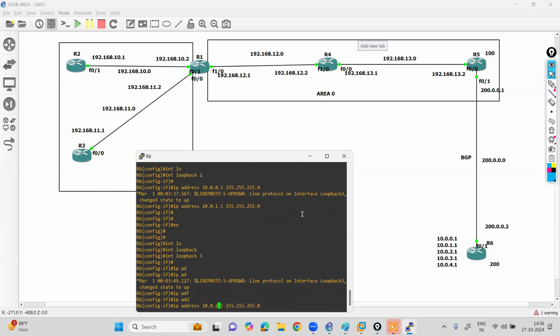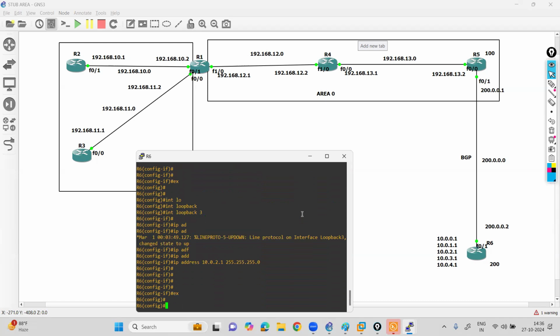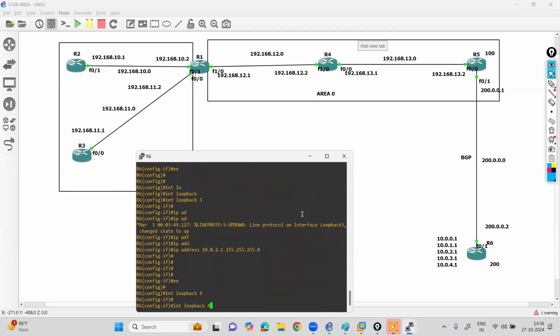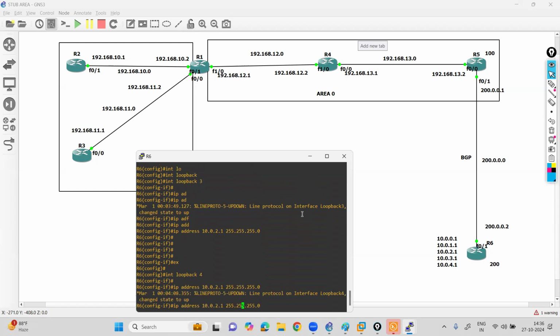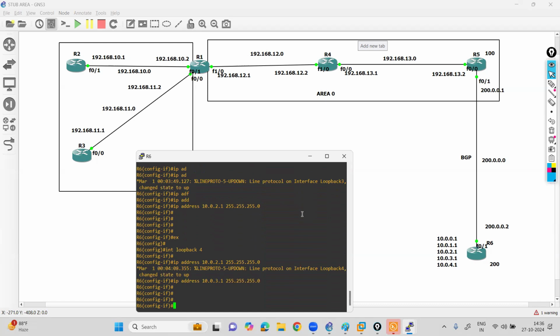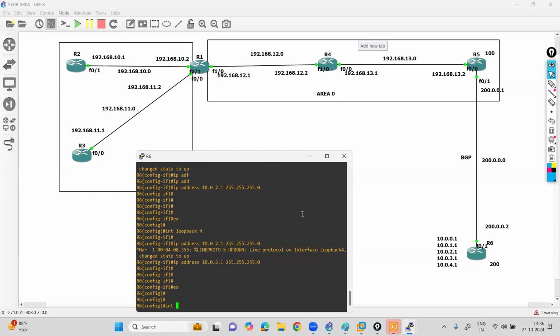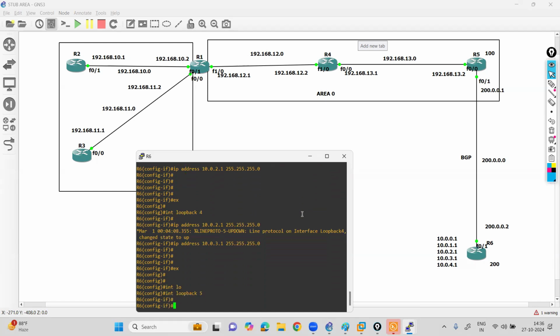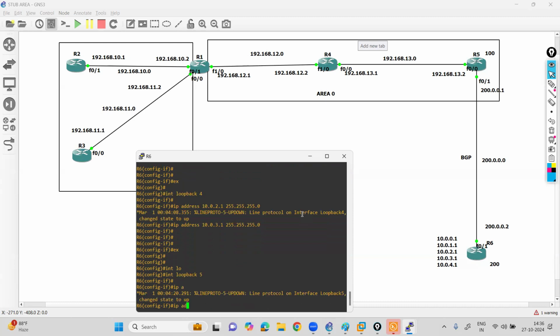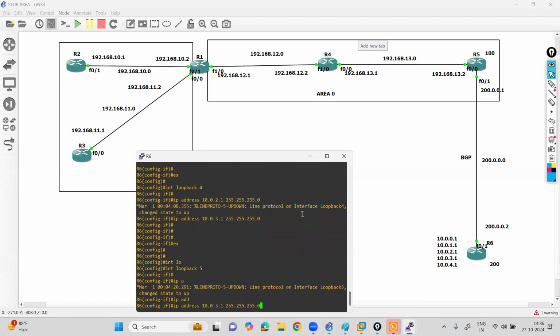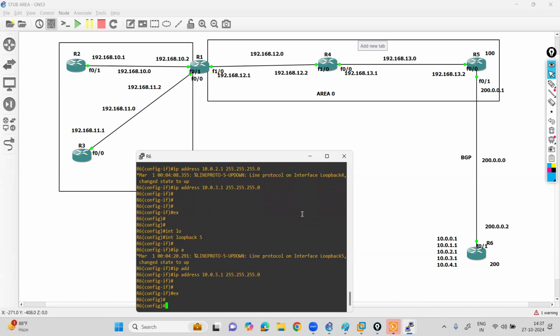10.0.2.1 and 255.255.255.0. Interface loopback 4. Okay. IP address 10.0.3.1 and so on. Okay. Interface loopback 5. IP address 10.0.5.1 and so on. Okay.